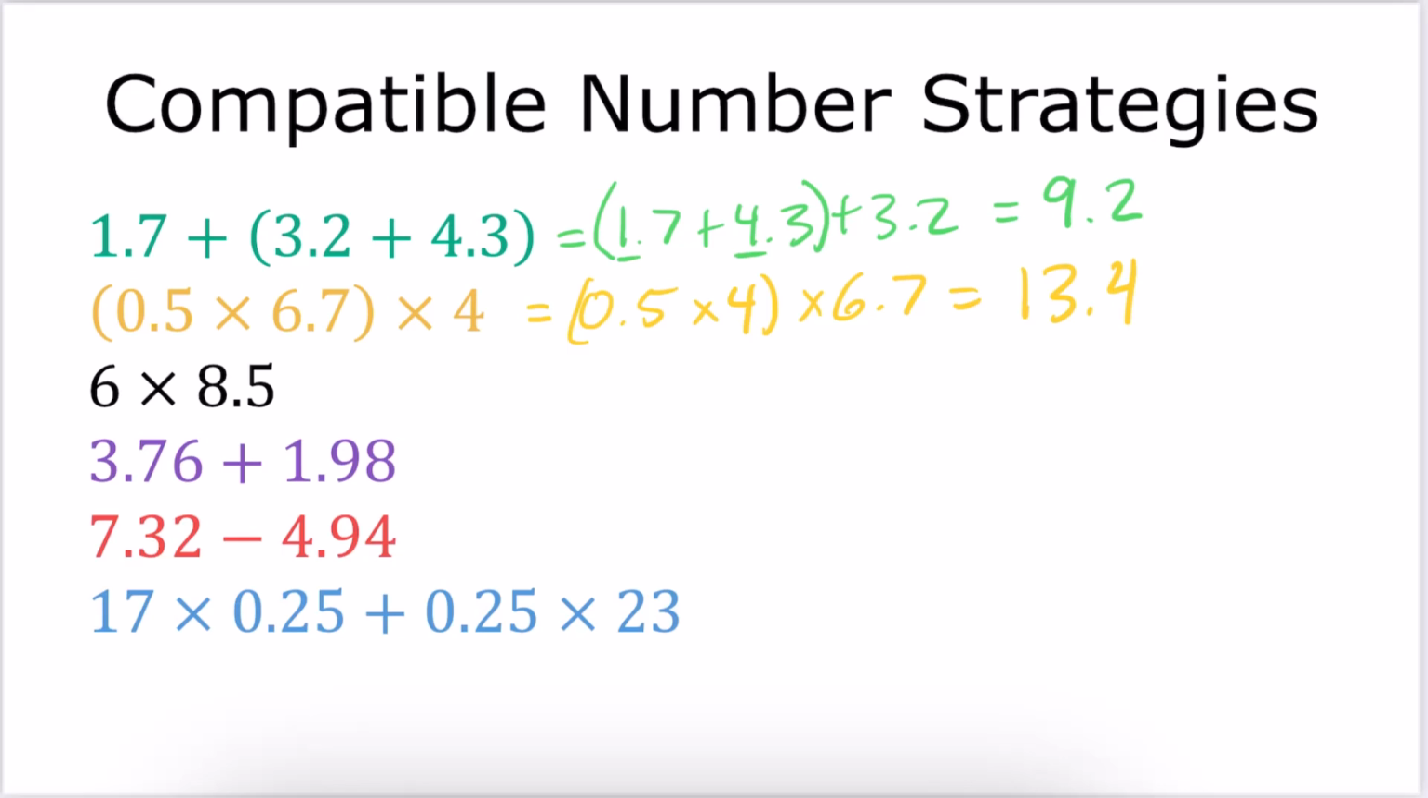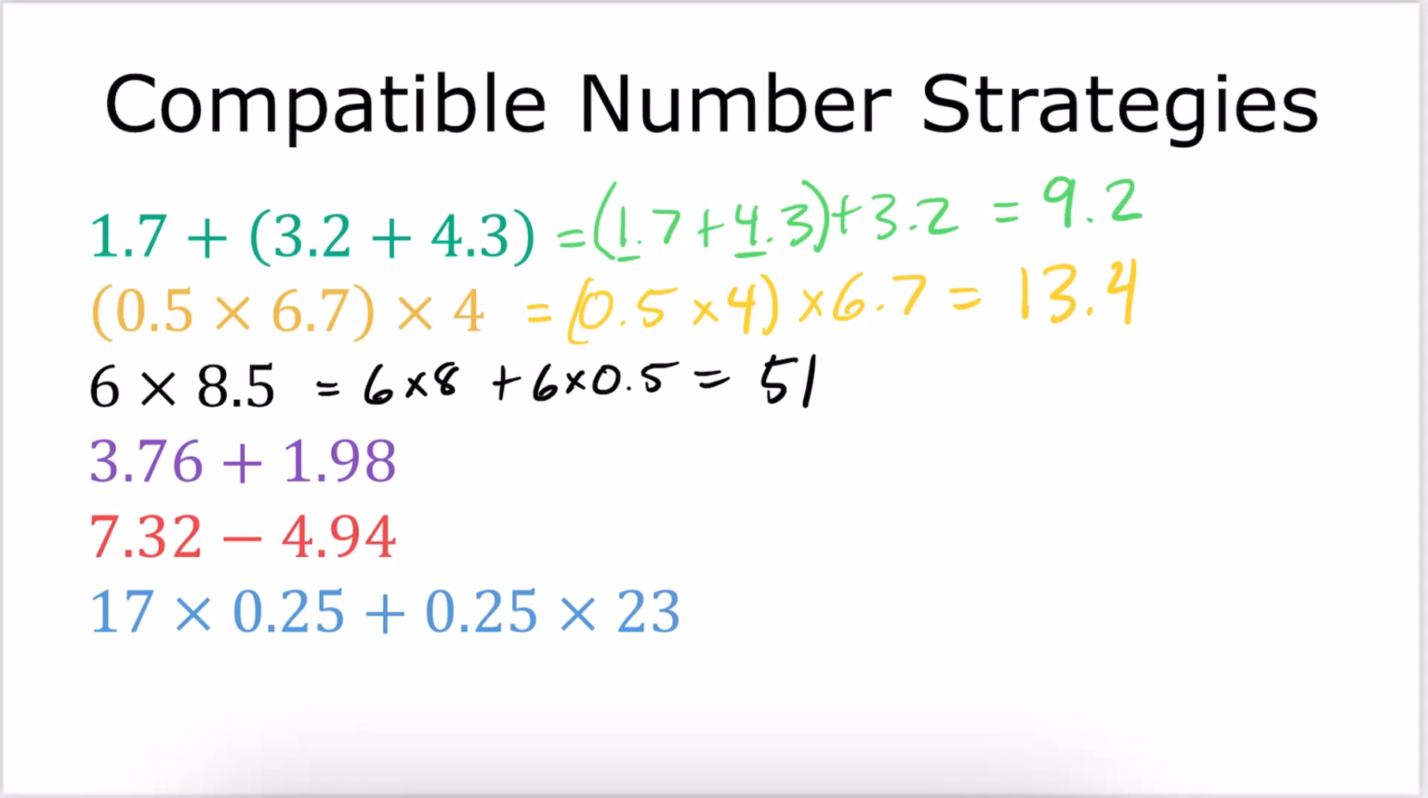You can also use the distributive property. Like, for example, if you have 6 times 8.5, it might be easier to think about this as 6 times 8 and then add on 6 times 0.5. Because 6 times 8 is 48, 6 times a half is going to be 3, and 48 plus 3 would end up being 51. So those are some different ways that you can use the associative, commutative, or distributive properties to make the problems easier.